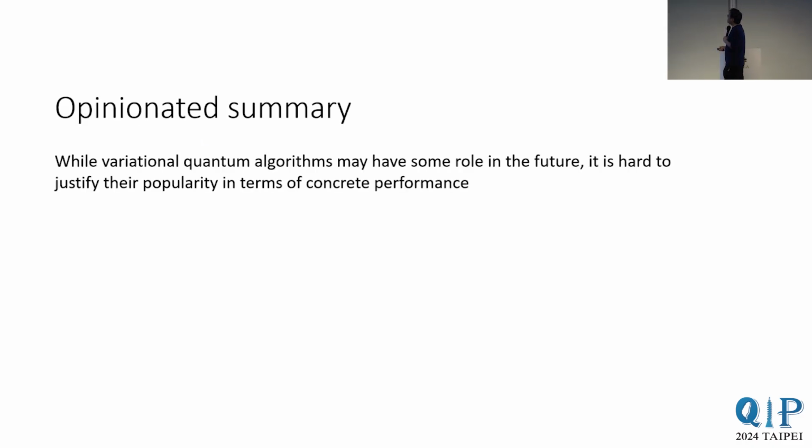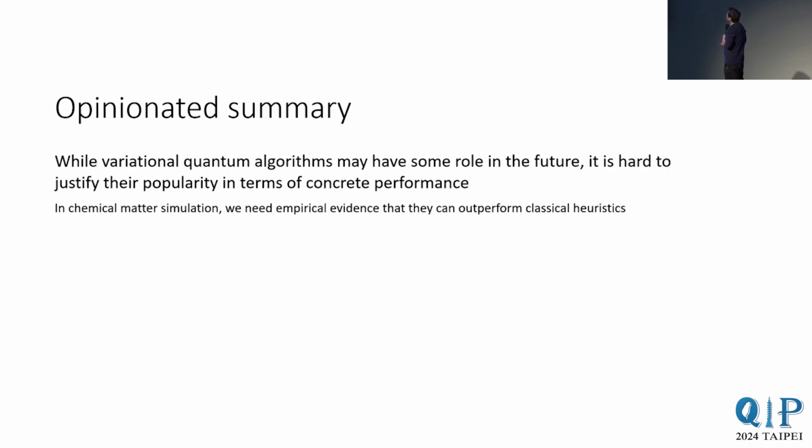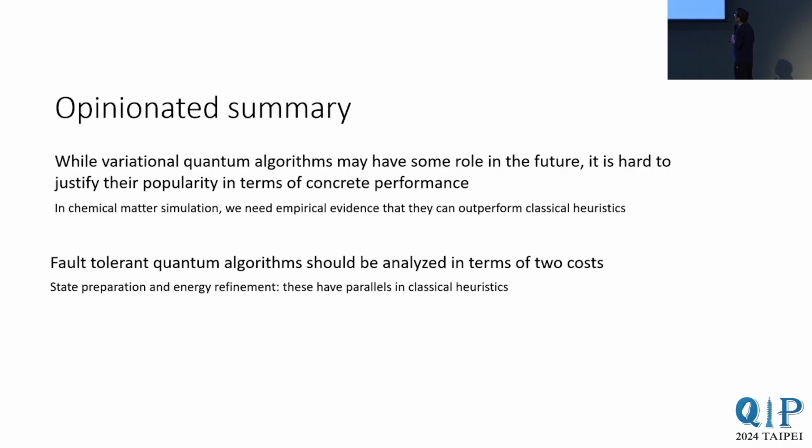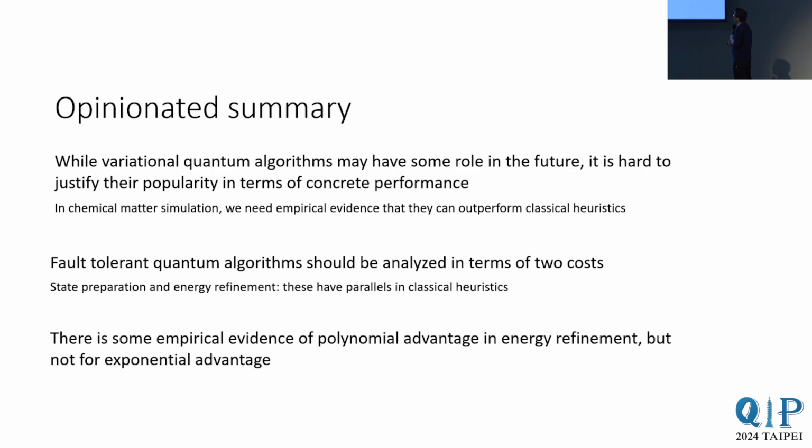Okay, so that's it. So my opinionated summary. While variational algorithms may have some role in the future, we need some more justification for why they should have some role in the future. And we need some evidence that they outperform classical methods. I think for fault-tolerant quantum algorithms, there is some evidence that they are useful, but it's useful to analyze the advantage in two settings, right? One is in terms of the state preparation advantage, and one is in terms of the refinement advantage. And I think there is now some empirical evidence, at least, of polynomial advantage in energy refinement.